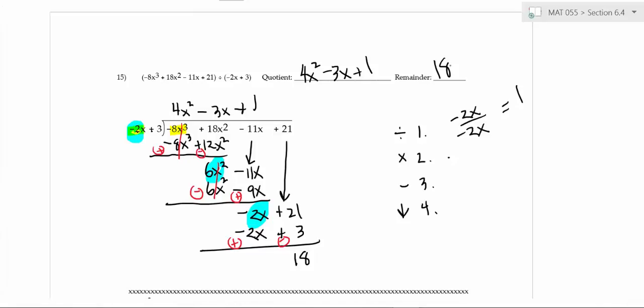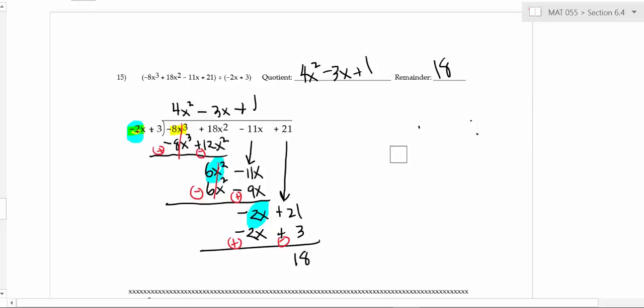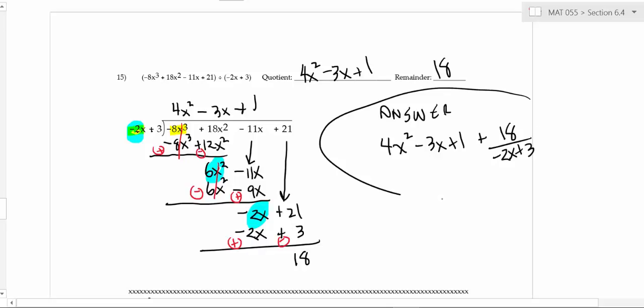Can you write 18, or do you have to write 18 over? It'll depend. When you're doing your homework on this, sometimes they're going to say, what's the quotient, what's the remainder? And I'm glad you asked that, because if I just wanted you to give me the answer to the problem, you would say 4x squared minus 3x plus 1 plus the remainder over the divisor. And you have to have that plus sign like that. So that's how you write the answer.